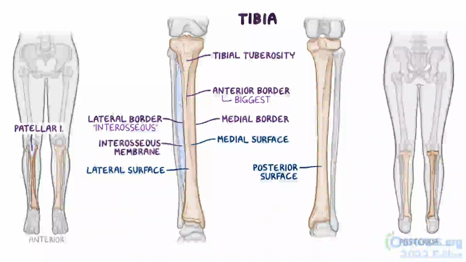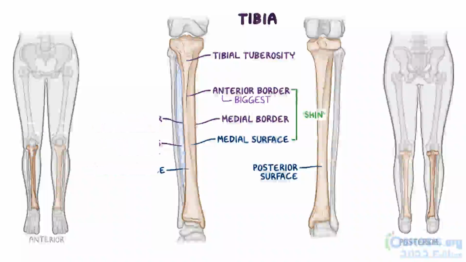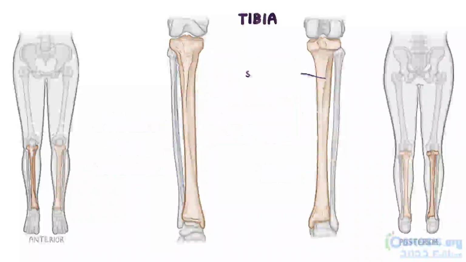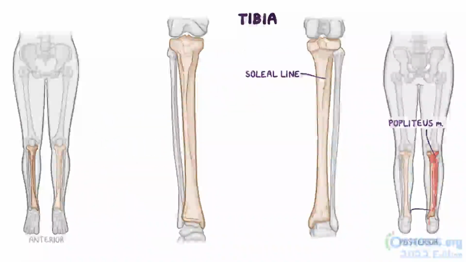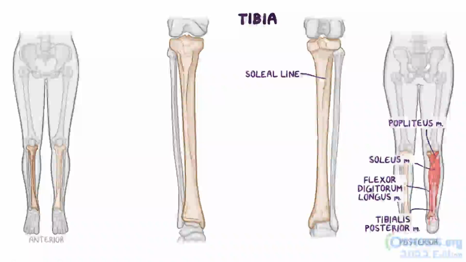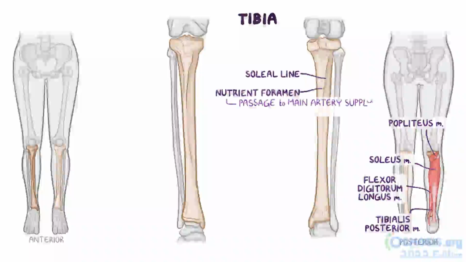The medial surface of the tibia is subcutaneous as well, and together with the anterior border, they're collectively known as a shin. The posterior surface is marked by a ridge of bone known as the soleal line, which is where the popliteus muscle and its fascia attach, and tibialis posterior, flexor digitorum longus, and soleus muscles also originate here. Distal to the soleal line, there's a nutrient foramen, an opening in the bone that gives passage to the main artery supplying the proximal end of the bone and its marrow.